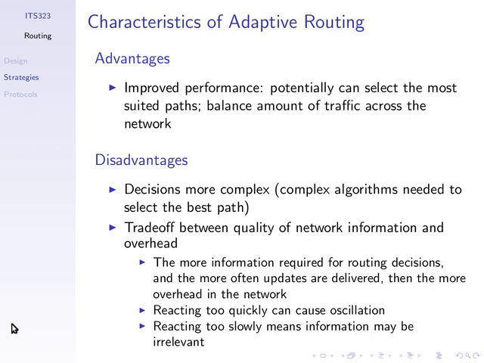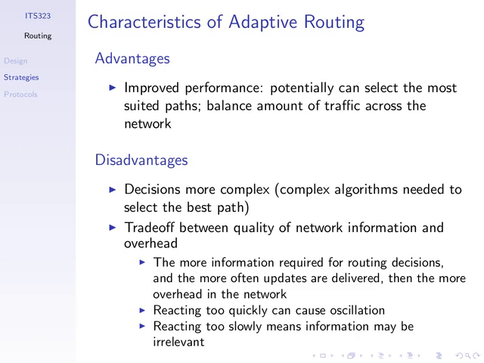Adaptive routing improves the performance of routing in a network, in that we can potentially select the best suited path to transmit our data. We balance the amount of traffic across the network. If it turns out one portion of the network is busy, there's congestion, adaptive routing will allow the routes to be updated such that the new path from source to destination will avoid that busy location and send it across a less congested path. And therefore, the traffic will be balanced across the network.